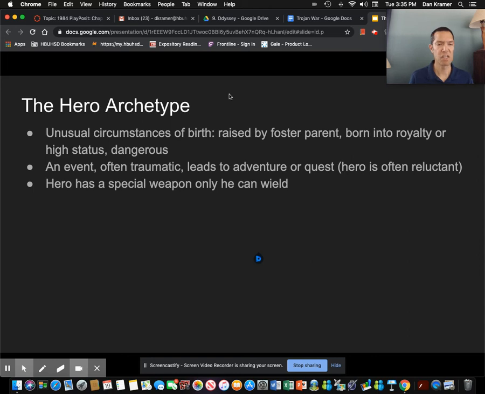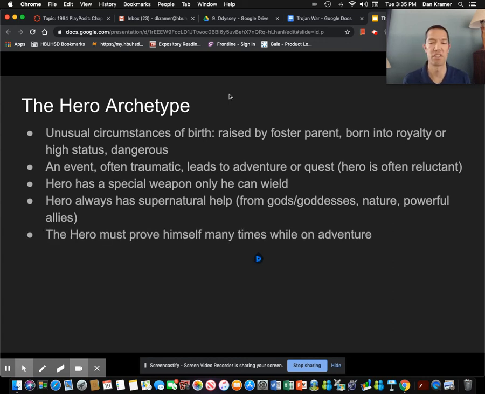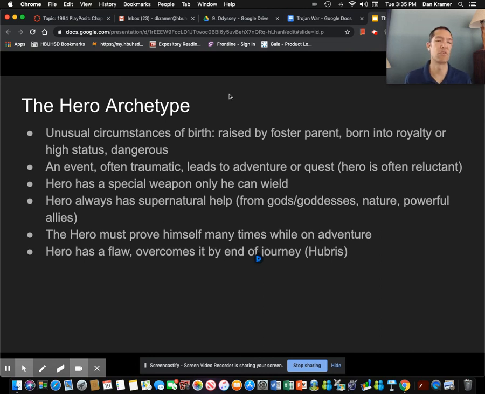Hero has a special weapon, lightsaber, right? Only he can wield. Hero always has supernatural help. Again, this one's kind of stretched, but some kind of assistance, right? In the originals, there's always some kind of supernatural gods and goddesses. The Greek gods and goddesses would have been the help. Hero must prove himself or herself many times while on the adventure. Hero has a flaw and overcomes it by the end of the journey. Often hubris. You'll see that in this one. Thinks he's better than the gods.